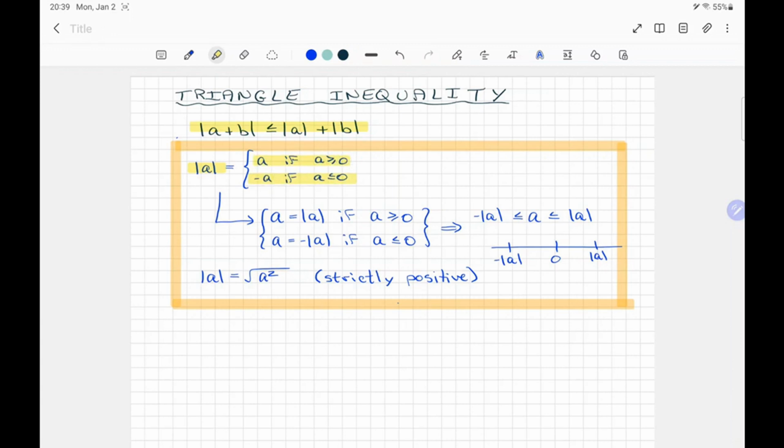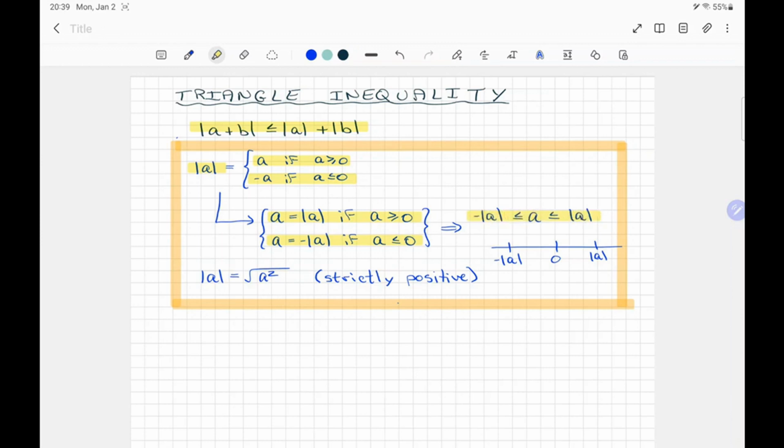What this means is that the absolute value of a is always going to be a positive number. From this definition, we can infer that a is equal to its absolute value if a is greater than or equal to 0, or that a is equal to minus its absolute value if a is less than or equal to 0. We can further infer that a lies in the interval between minus absolute value of a and plus absolute value of a.